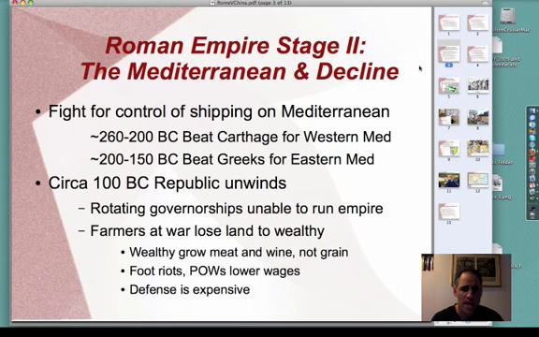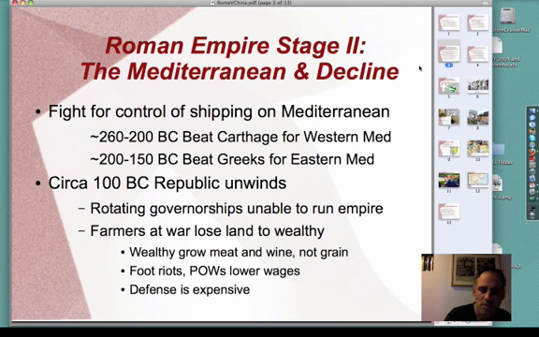And while they're away, their land is, I don't want to say swindled, but taken by the wealthy. And the wealthy, instead of growing grain for bread, begin to grow luxury crops, meat and wine. And as a result, there is eventually a series of food riots. People in Rome are getting hungry.